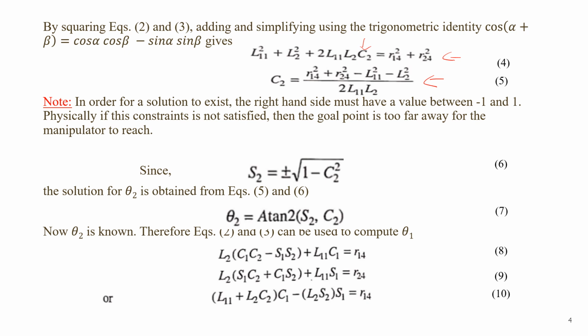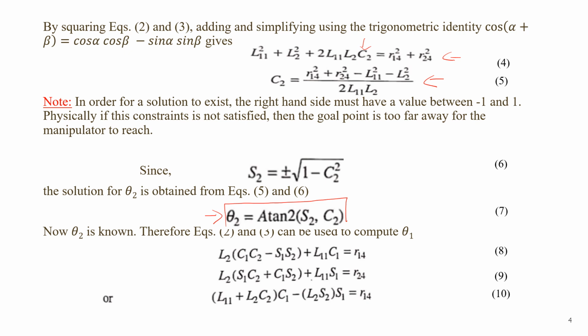If the constraints are not satisfied, then it will not be possible for the manipulator to reach that particular position. So you have sin theta 2 equal to plus or minus root of 1 minus cos theta 2 squared. In order to get accuracy, you can express it in terms of the atan2 function. So you will get theta 2 as atan2 of sin theta 2, cos theta 2, right? Now we have known theta 2.